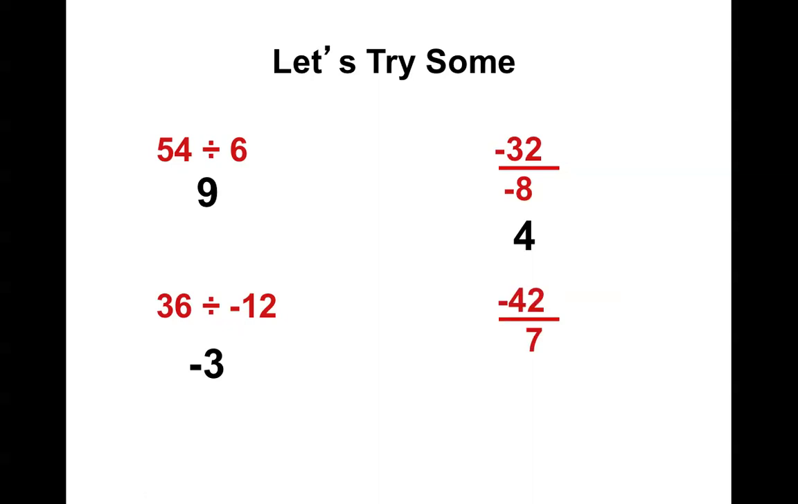In this situation, the answer would be 9, because again, they are the same sign, both positive, and 54 divided by 6 is 9. Here, the fraction bar means divide, and so this means 32 divided by negative 8. Negative 32 divided by negative 8, since they are both the exact same sign, the answer would be positive 4. In this situation, we have 36 divided by negative 12, and that means that the answer would be negative 3. And in this situation, negative 42 divided by positive 7, you guessed it, since they are different signs, the answer will be negative 6.